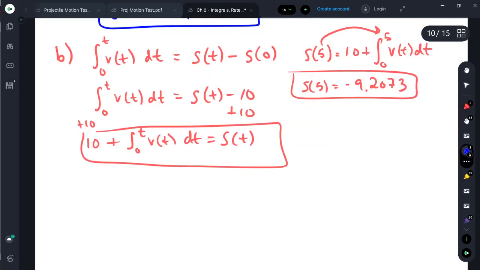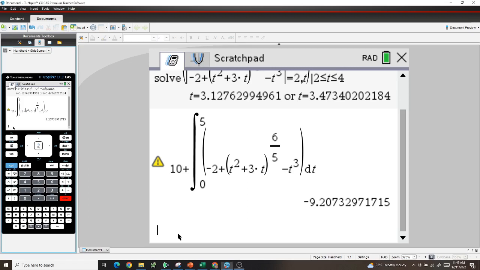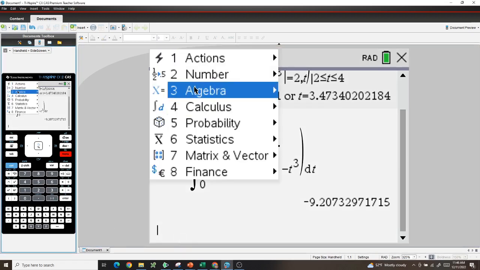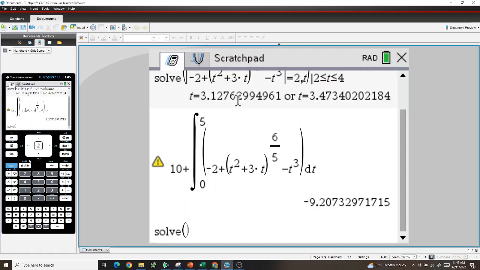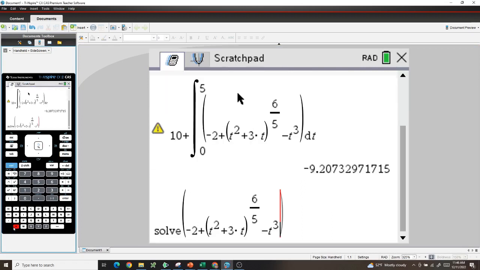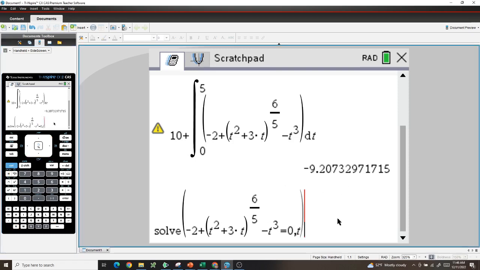But the first thing we're going to want to make sure we write out is v of t equals 0. Now that we can do on our calculator, we can use the solve button. So I'm going to come back to our calculator, and we're going to go to Menu, Algebra, Solve, and then I think I still have that pasted, so I can do equals 0, comma t, and then from 0 to 5.